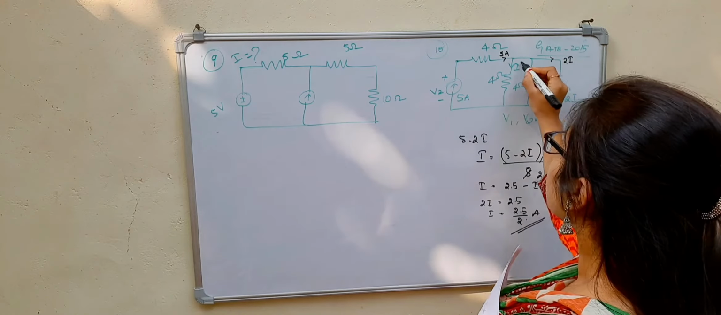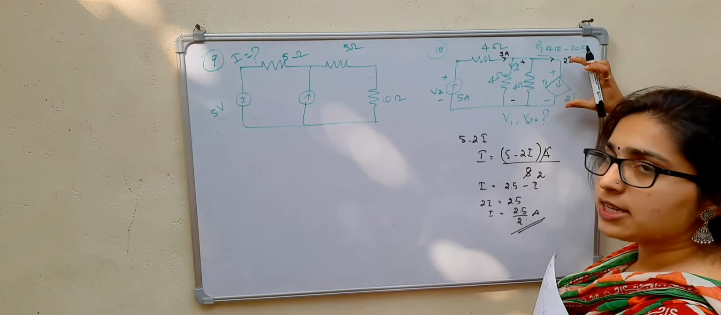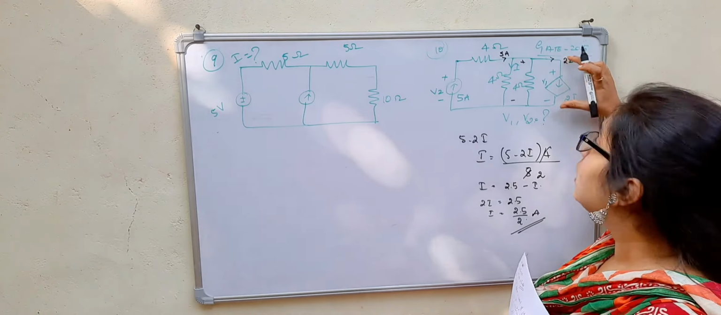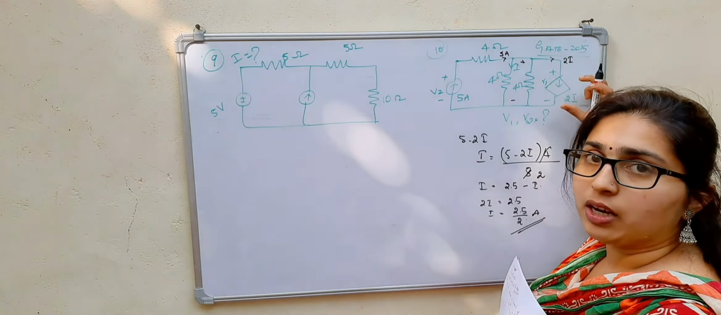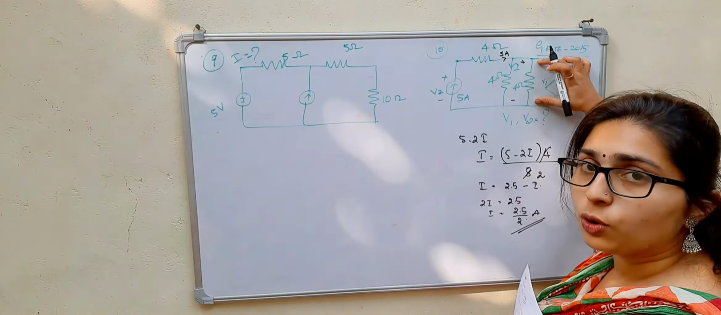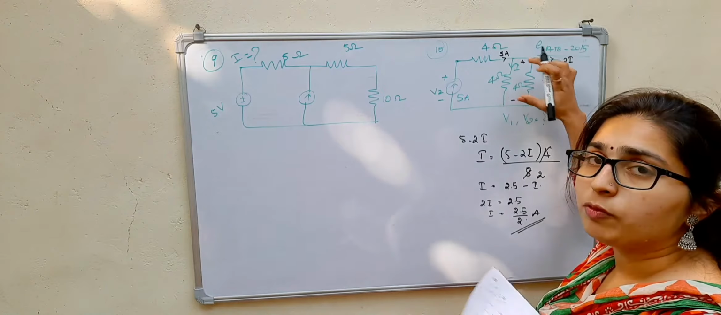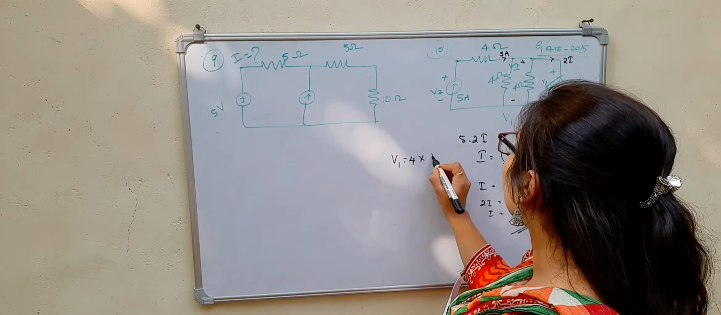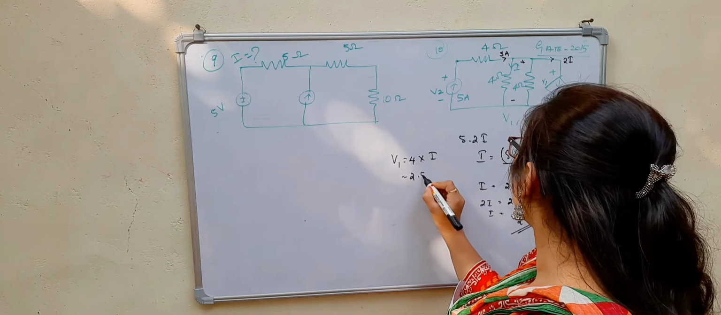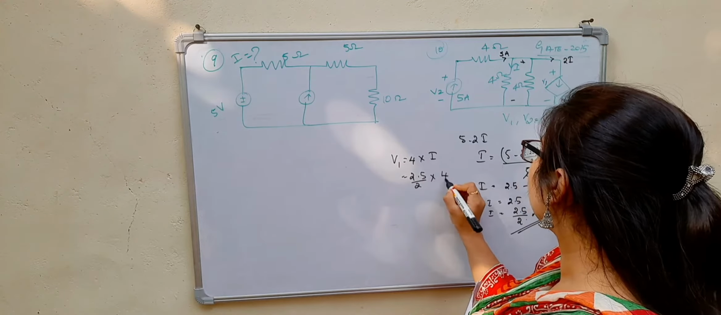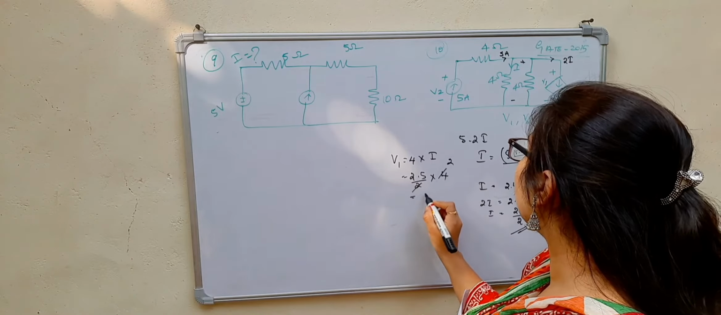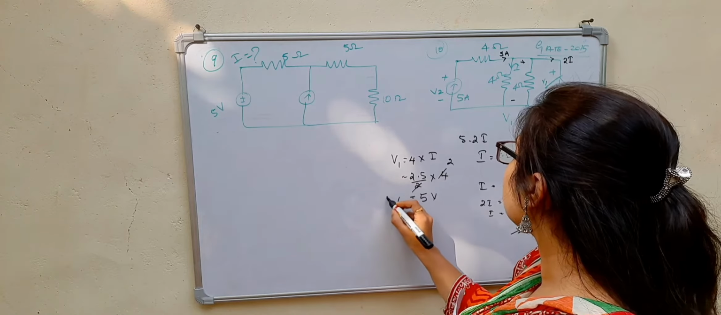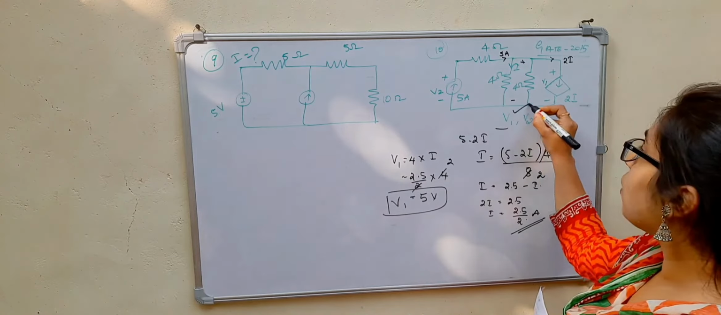So what is the voltage across this? See, voltage across this is V1. These are connected in parallel, so the voltage across this 4 ohm will be V1. So V1 is equal to 4 into I, so 2.5 by 2 into 4. This will give you 5 volts. V1 is equal to 5 volts.